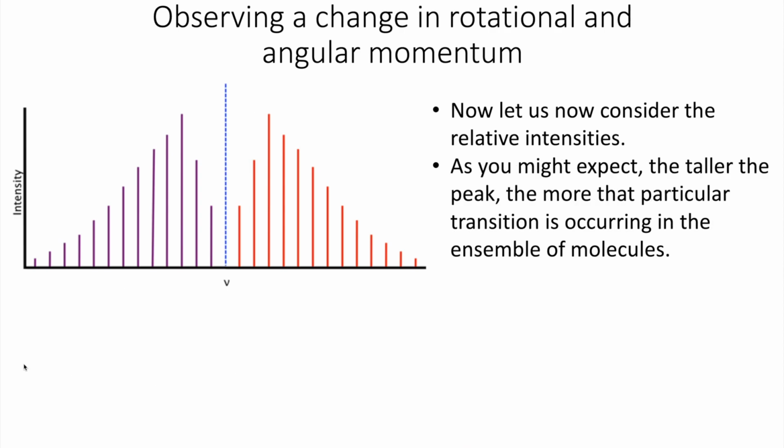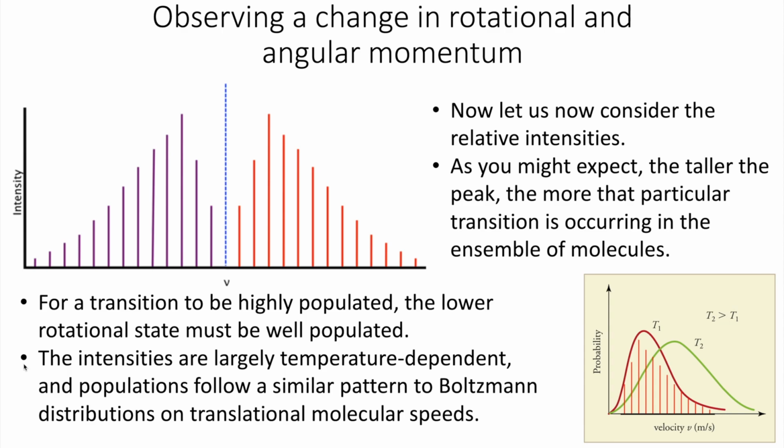Now let's address the intensities, right? Why are some of these higher than others? Well, as you might expect, the taller the peak, the more that particular transition is occurring in the ensemble of molecules. If we have a collection of molecules, we call that an ensemble, just like a collection of musicians is called an ensemble. So which ones are we likely to see? Well, simply put, you see the most transitions where the lower state is more highly populated. And of course, there's only so much energy in the system, right?